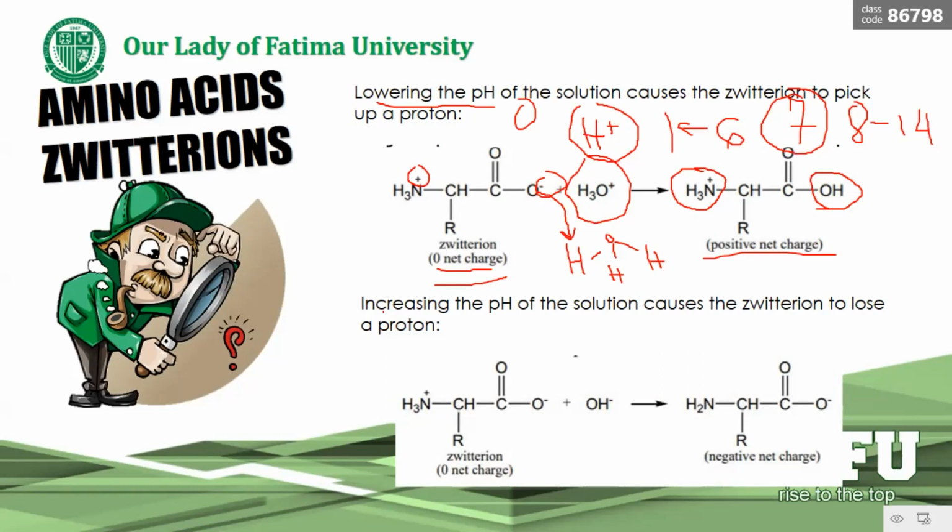Okay? Then when we increase the pH, higher than 7, it means that the solution is basic. The solution has a hydroxide ion. So what happens here is this hydroxide ion takes the excess hydrogen in this nitrogen component. Then it will form water. As you can see, the nitrogen loses its charge and the oxygen's charge remains. Okay, kaya naging negative yung net charge natin for this reaction. So ganyan yung effect ng lowering or increasing of pH in our zwitterions. Okay?